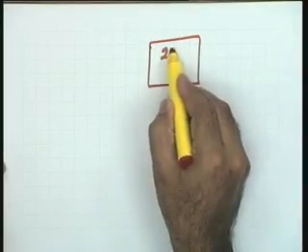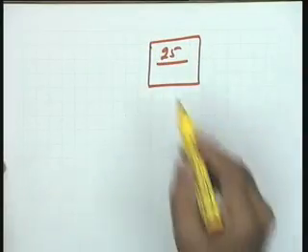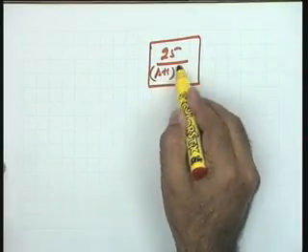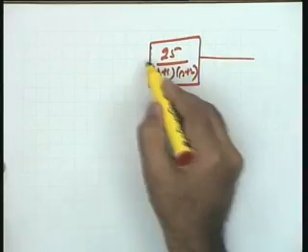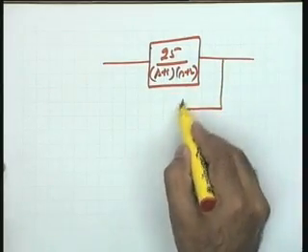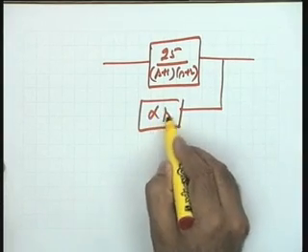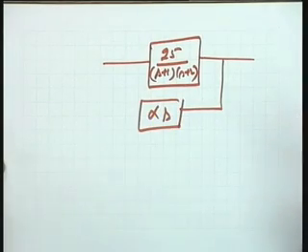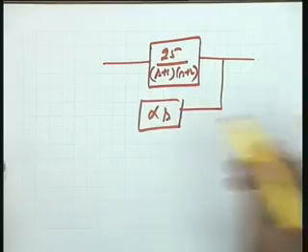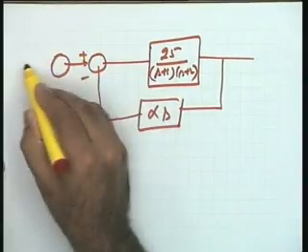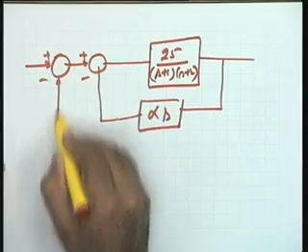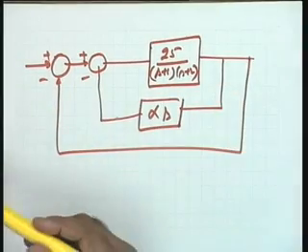Take another example. The other example I am taking is that of a plant with this as the model, 25 over (s plus 1)(s plus 2). Let us say that there is a feedback alpha into s. You know that in a position control system it is a tachometric feedback. So it consists of the minor loop here, the major loop being a unity feedback.